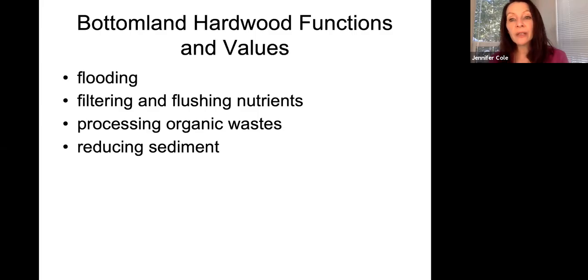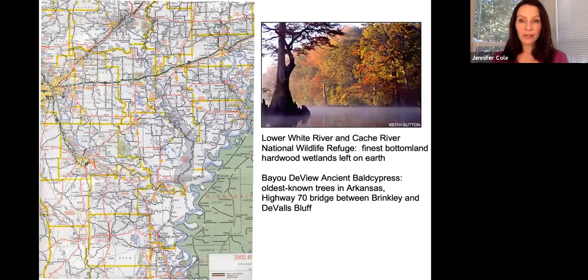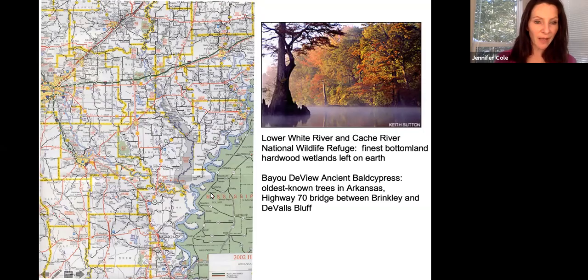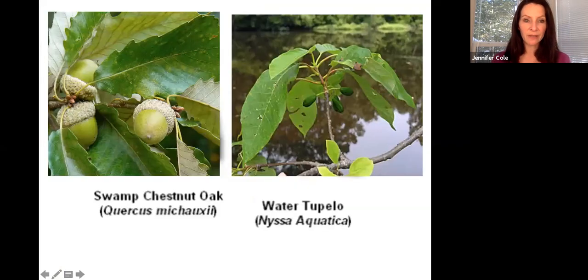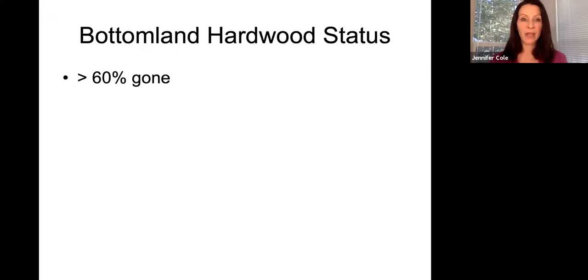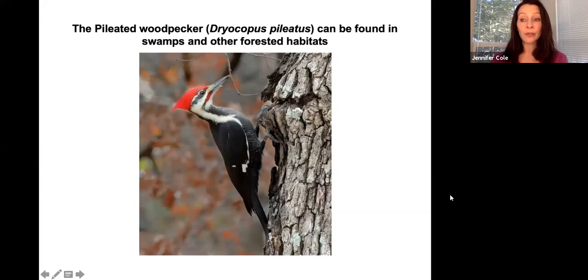So they are good at attenuating flooding. They are good at flushing out nutrients. You see a common theme here with regard to a lot of these wetlands. They're good at taking out chemicals and sediment. And here's another picture of a tree in this National Wildlife Refuge. Here's Mississippi. So you're looking at this region where there's a lot of these trees. Some of the plants that are here, swamp chestnut oak and water tupelo. Beautiful, beautiful trees. They are up to 60% gone. And so there are efforts that are underway to protect them.